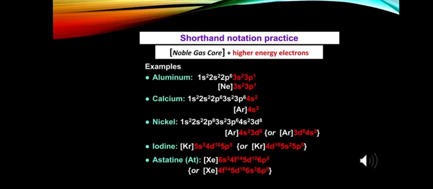Similarly, in case of iodine, we have the electronic configuration of the previous noble gas core, that is krypton, along with the higher electrons, that is 5s2, 4d10 and 5p5. Then in case of astatine, instead of writing down the complete electronic configuration, we will write xenon along with the higher electrons, that is 6s2, 4f14, 5d10 and 6p5.